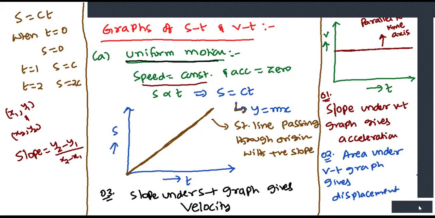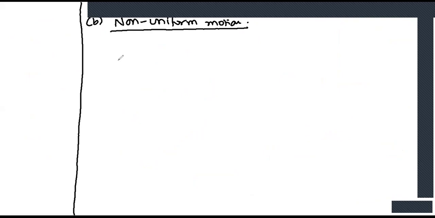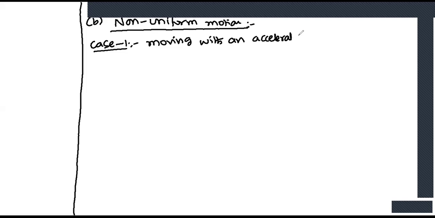Now we are having the non-uniform motion. In non-uniform motion, case one: it is moving with an acceleration A and initial velocity U.